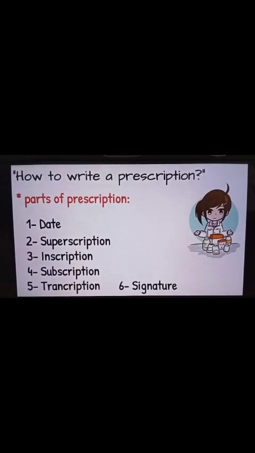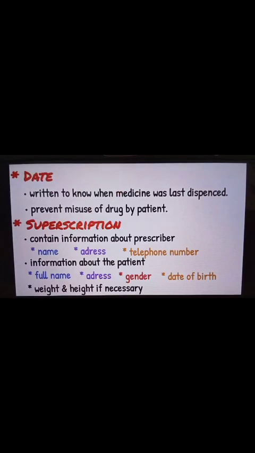How to write a prescription? Parts of the prescription. The first one, date, superscription, inscription, subscription, transcription and signature. Second one, date: written to know when the medicine was last dispensed and to prevent misuse of drugs by the patient. Superscription contains information about the prescriber: name, address, telephone number, and information about the patient: full name, address, gender, date of birth, and weight and height if necessary.